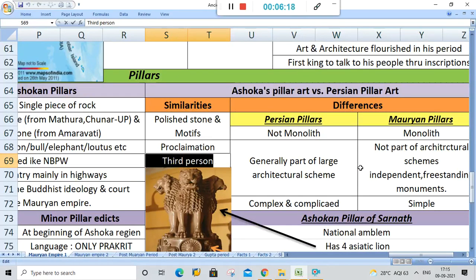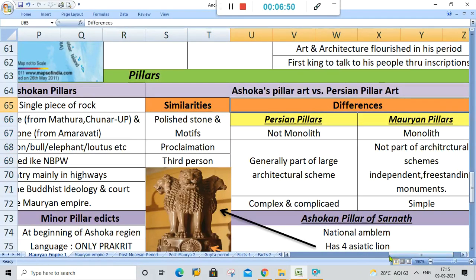Third person means, in grammar, as you will know, we will be referring as he, him, she, like this. Talking about some person in this format is called talking in the third person form. So it starts by talking about the king in the third person format, and then it will go to the first person, that is mentioning the name of the king and then praising him or telling about him. So both Ashokan pillars and Persian pillars will have this feature.